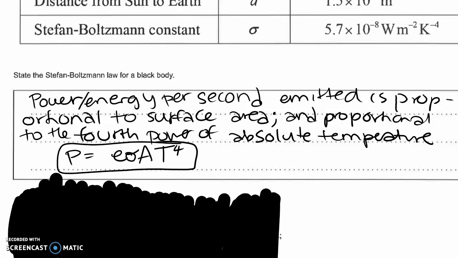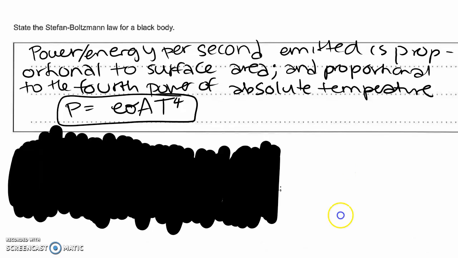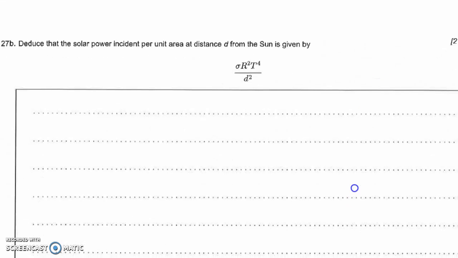So it is the power, or energy per second, emitted, which is proportional to the surface area, and also proportional to the fourth power of absolute temperature. And that's the Stefan-Boltzmann law stated right there. So P equals emissivity times the Stefan-Boltzmann constant times surface area times temperature to the fourth. And the temperature is going to be in Kelvin.